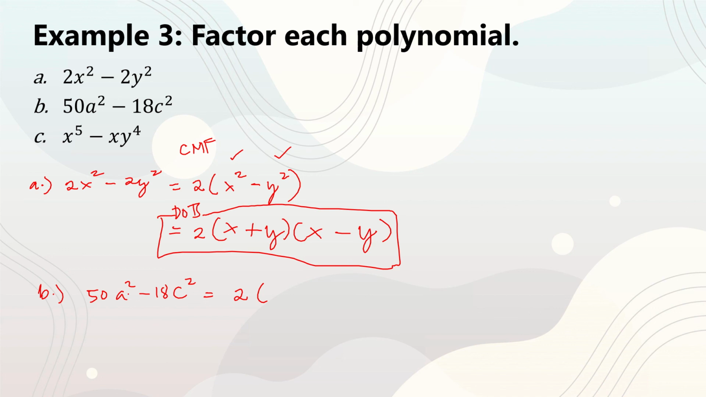Okay, hindi pwedeng a ha. Walang a sa second. Hindi pwedeng c. We don't have c in the first term. So yung GCF lang talaga, 2 lang talaga. Kung i-extract mo si 2, so 50 divided by 2, 25 na lang. 18 divided by 2, 9. Ano nangyayari sa c squared? Ay, sorry. 18 divided by 2 is 9.